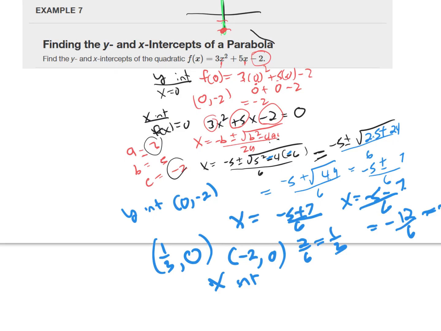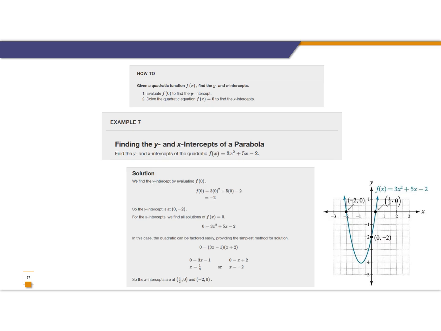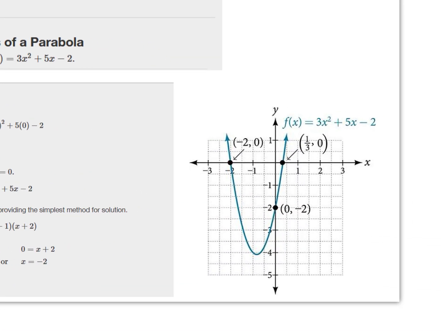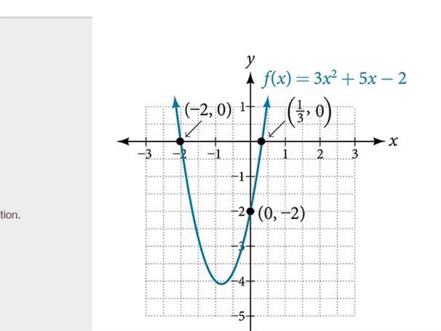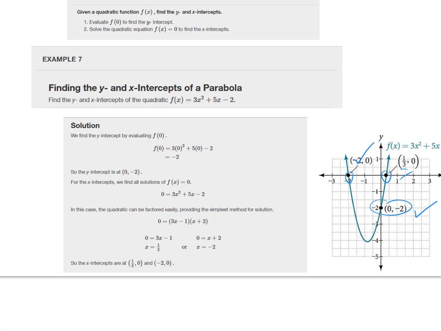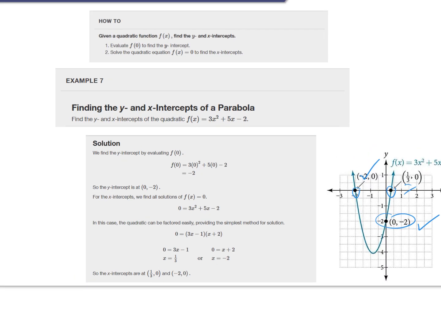Okay, let's see if we're right. Same page, let's look at the picture. Picture should have everything. 0, negative 2, score. 1/3, comma 0, score. Negative 2, yes, I love it when a plan comes together. That's exciting. Having to redo that problem again would not be exciting.